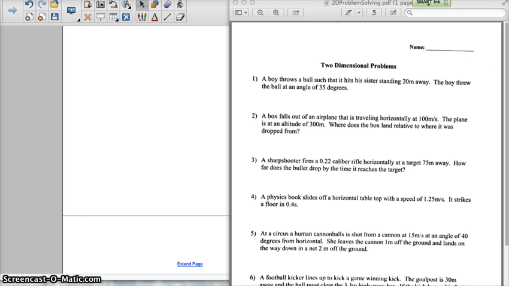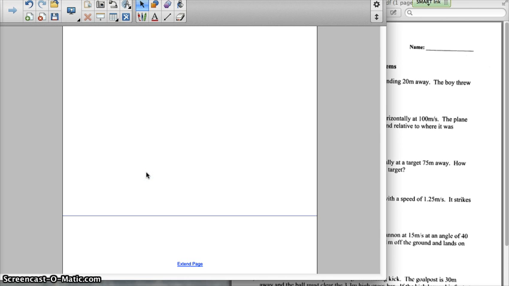So read it one more time just to try to remember all the details. A box falls out of the airplane and it's traveling horizontally at 100 meters per second. So that means there's no initial velocity downward. The plane's at an altitude of 300 meters, and we want to know where the box lands relative to where it was dropped from. That sounds like it's really asking about displacement.